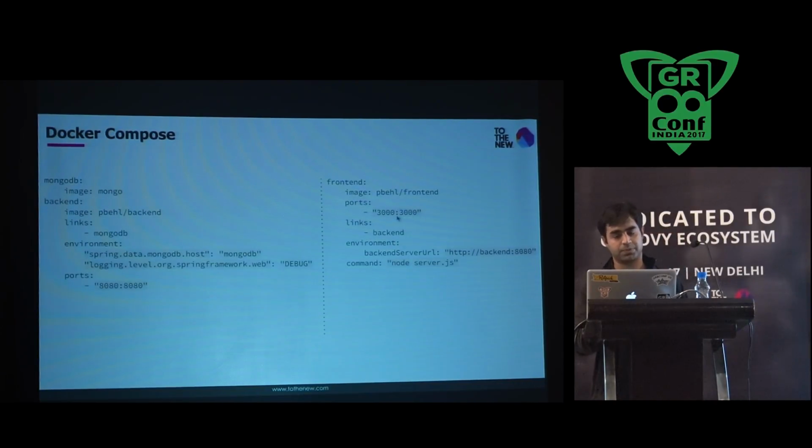Again, front end is exposed on a different port, and it links with the back end. Front end does not require a database, so it is actually using APIs which communicate with the back end, and the backend server URL is this, and the command to run this front end is node. This is the entry point or CMD command which we saw earlier in the Dockerfile.